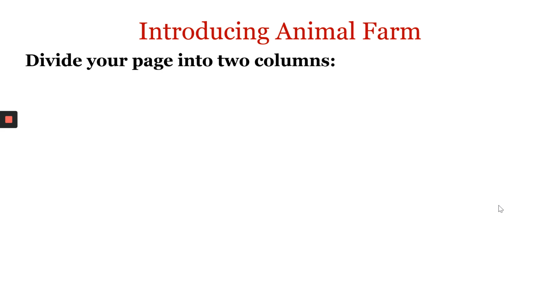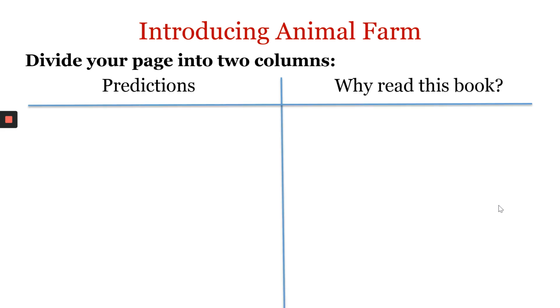So pick up a pen and divide your page into 2 columns. On the left-hand column, I'd like you to put the subtitle Predictions, and on the right-hand side, I'd like you to write why read this book. So pause the video for a second to give yourself time to do that.